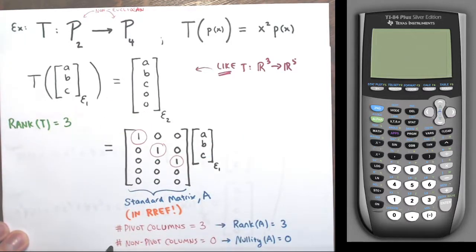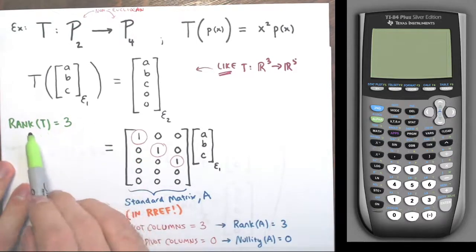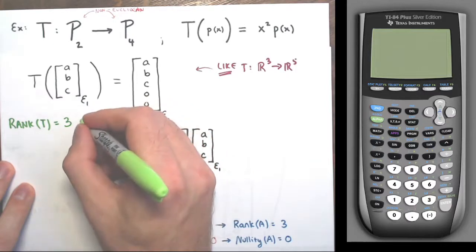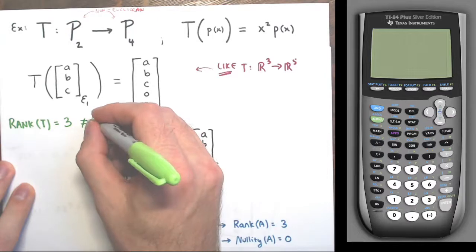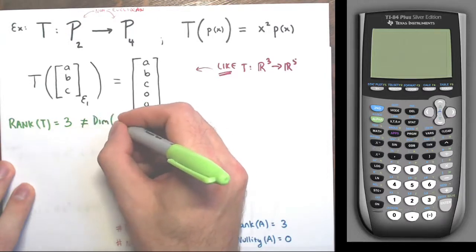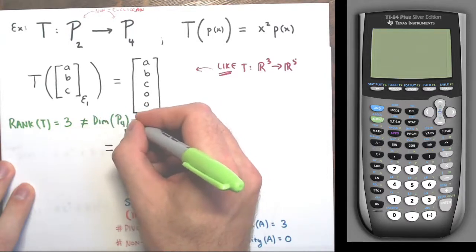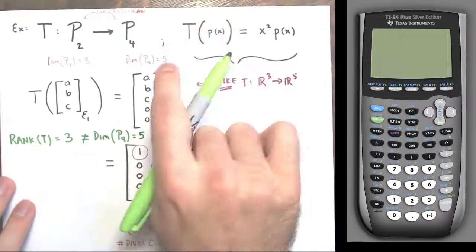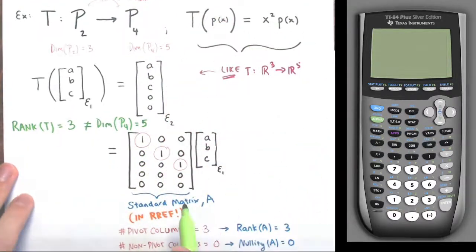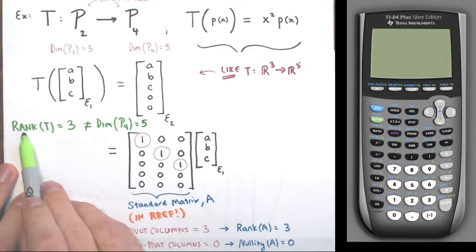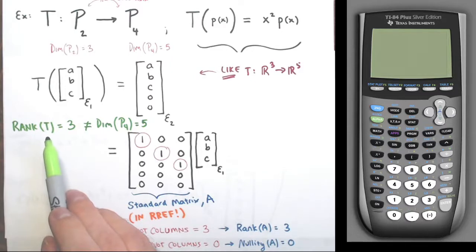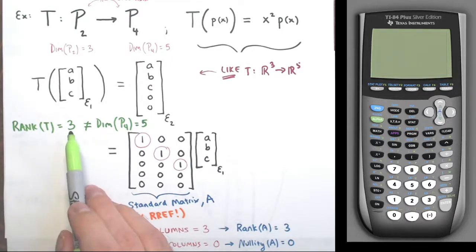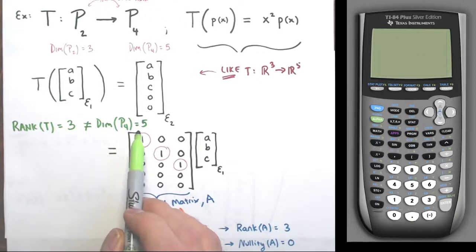Now look, the rank is 3. This is not equal to the dimension of the codomain. This was 5. Remember I said it was dimension 5. Remember, the rank of the transformation is the dimension of the range. So the range has dimension 3, but the codomain has dimension 5.